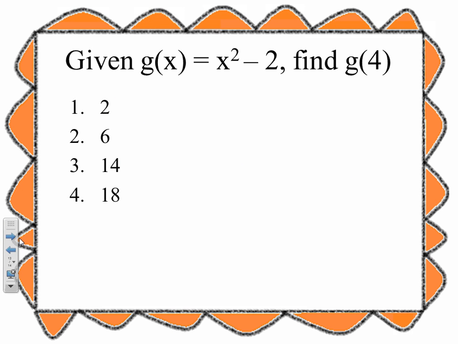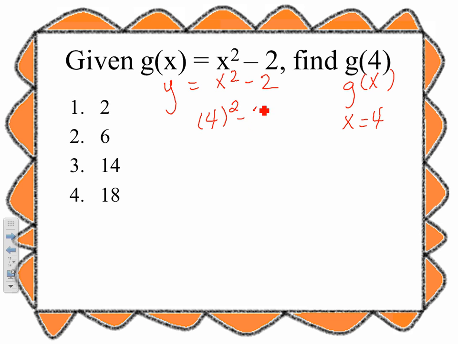Alright, so given g of x equals x squared minus 2. Now remember, another way of writing this would be y equals x squared minus 2, where that would be the value of your x. So x equals 4. Now all you got to do is come over here and substitute by the value of x.